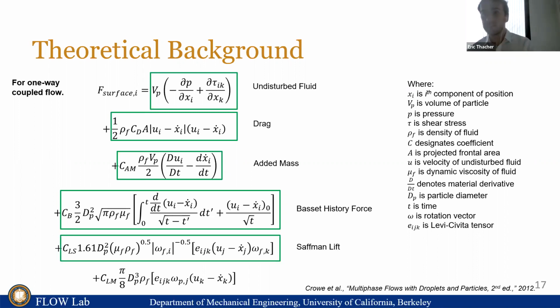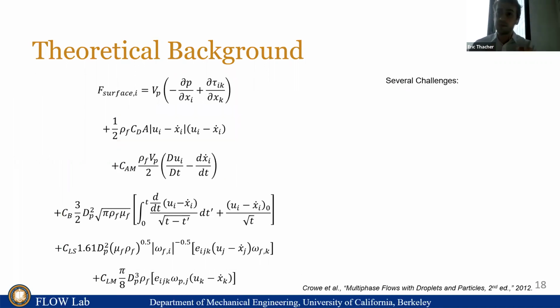We have Saffman lift, which is basically lift induced from velocity gradients present in the fluid, or Magnus lift, which is lift induced from rotations of the particle in the fluid. And again, you can see that this is for just one-way coupled flow. So basically, no particle-particle interactions. The effect of the sphere on the fluid is very small. And it still becomes quite a complicated equation, but let's again take a look specifically at some terms of this equation to see why this becomes challenging to model.